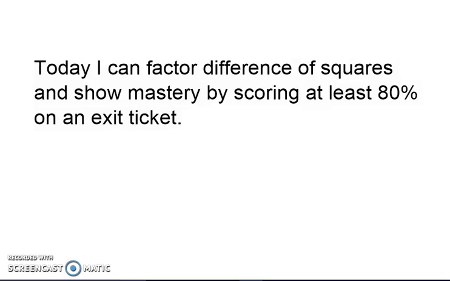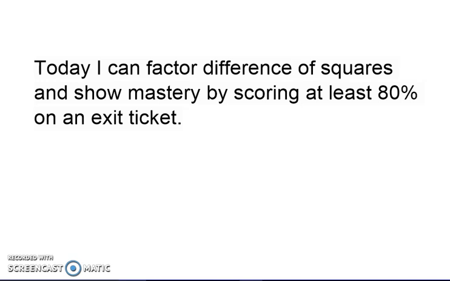Welcome to today's video. Today we're going to be focusing on factors of difference of squares. And we're going to show that mastery by scoring at least an 80% on an exit ticket. Hopefully you have the note sheet in front of you. If you don't, take out a blank sheet of paper and when you come to class tomorrow we can get you a fresh one.